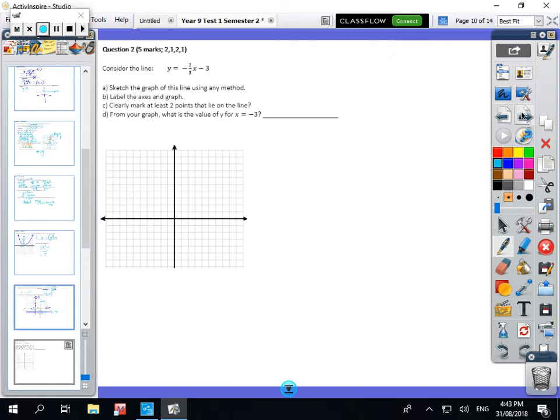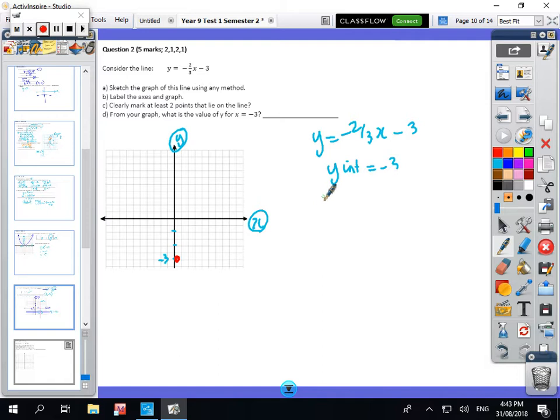Okay. Consider the line y equals minus 2/3 x minus 3. Sketch the line using any method. Label the axes, so I'll do that now, y, x. Clearly mark at least 2 points. Okay, so y equals minus 2/3 x minus 3. So the y-intercept is minus 3, so 1, 2, 3. So that's your first point.